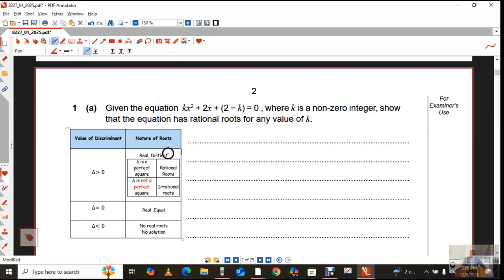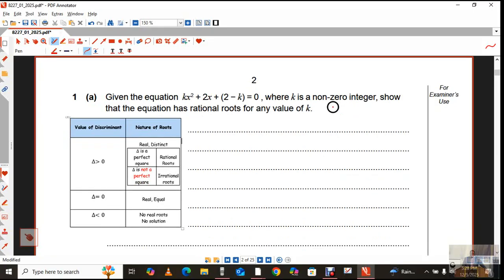It says, given that the equation kx squared plus 2x plus 2 minus k is equal to 0, and they tell you that k is a non-zero integer, very important, show that this equation has rational roots for any value of k. Now here's the thing, this boils down to the discriminant.